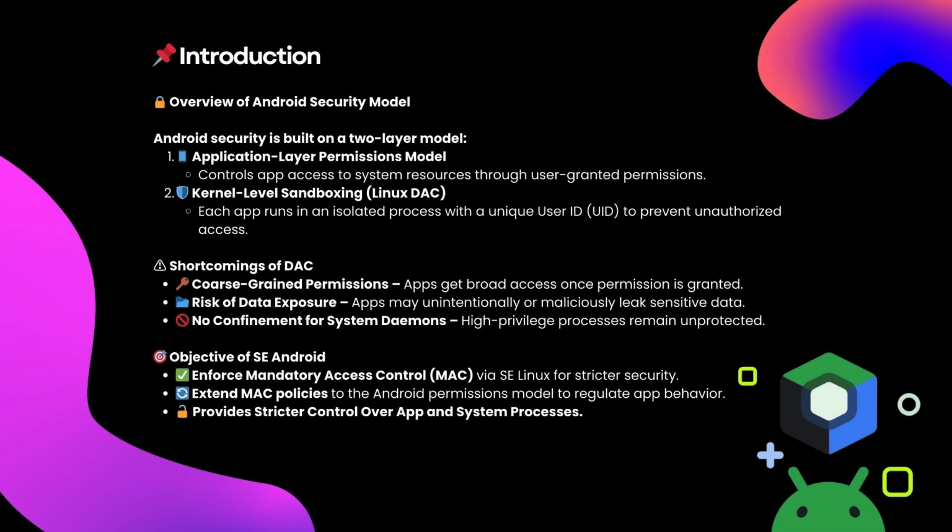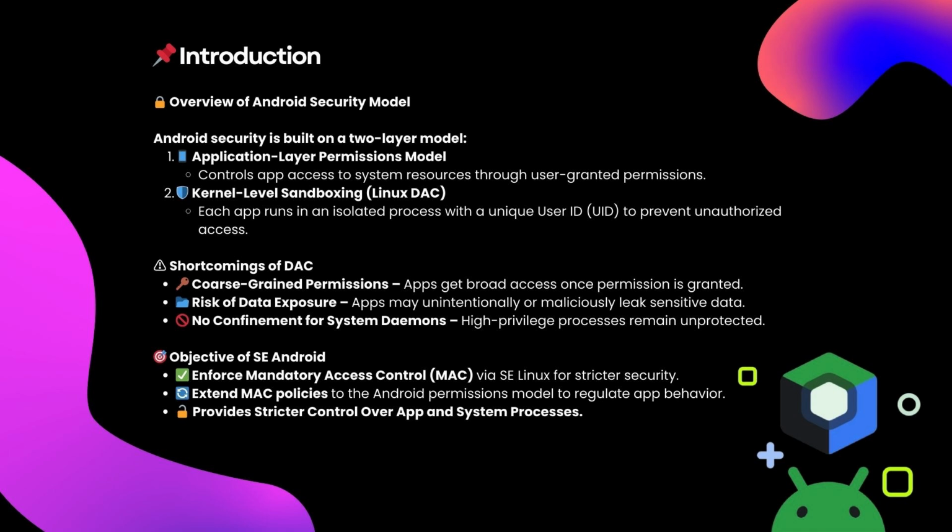Now, the second layer operates at a deeper level. This is called kernel-level sandboxing, which is enforced through discretionary access control, or DAC. This basically means that each app runs in an isolated environment with a unique user ID, UID, preventing it from directly accessing another app's data. This is meant to limit the damage a malicious app can do, but as we'll discuss next, DAC has its own weaknesses.